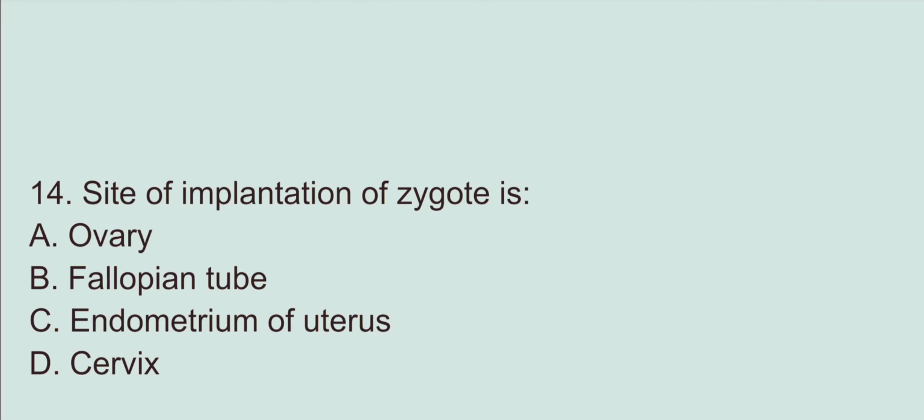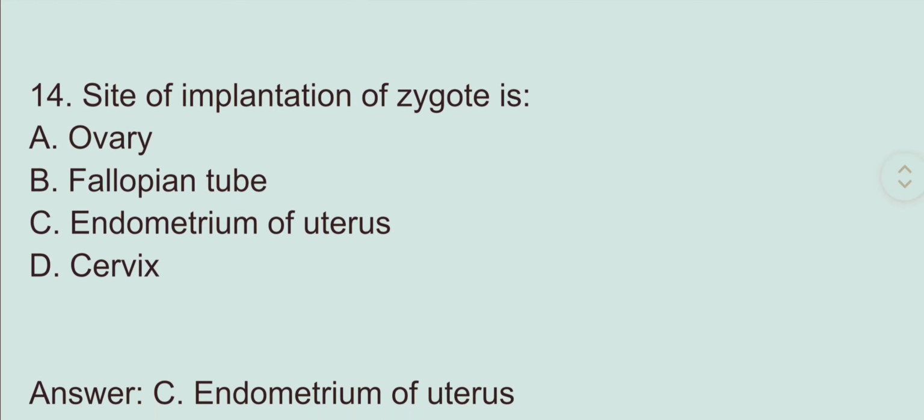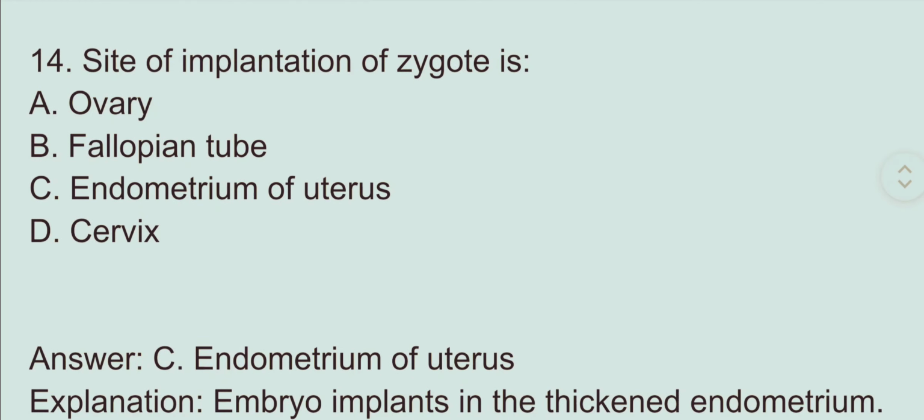Question number 14. Site of implantation of zygote is. Where does the zygote implant? The correct option is option C, endometrium of the uterus. The embryo implants in the thickened endometrium.